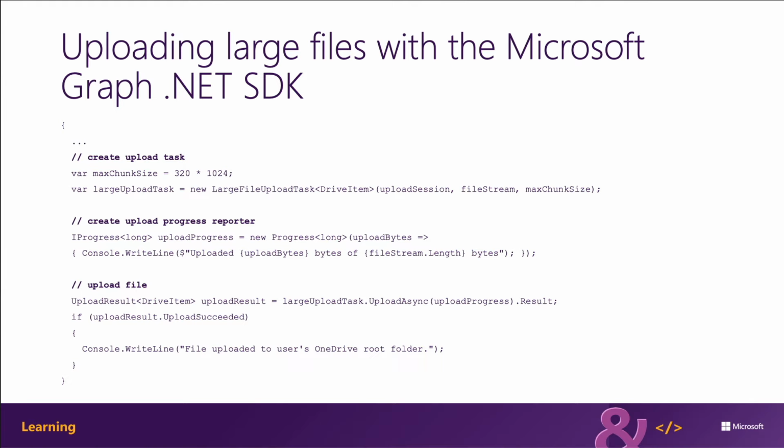And then finally, I'm going to upload the file by calling LargeUploadTask.UploadAsync and passing in the progress object that I created, and it's going to give me the result back. If the file has been completely uploaded, it's going to report back that the upload has succeeded, so that I can write that out to the console to inform my user.